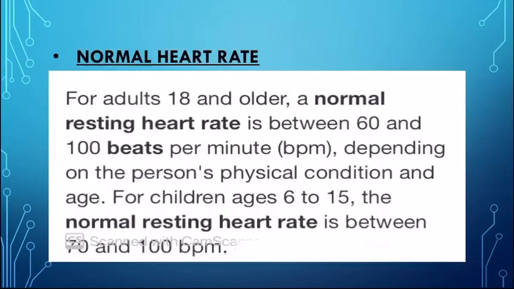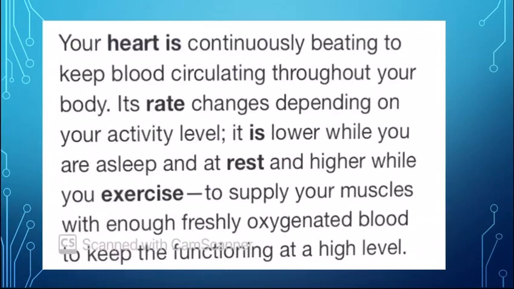In adults 18 and above, the normal heart rate is between 60 to 100 beats per minute, while for children it is 70 to 100, depending on the physical condition. So your heart is continuously beating to keep the blood circulating throughout the body, and this changes. For example, during exercise, the heart rate increases to supply the muscles with enough oxygenated blood.